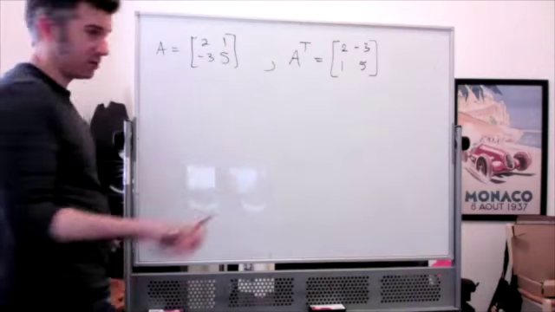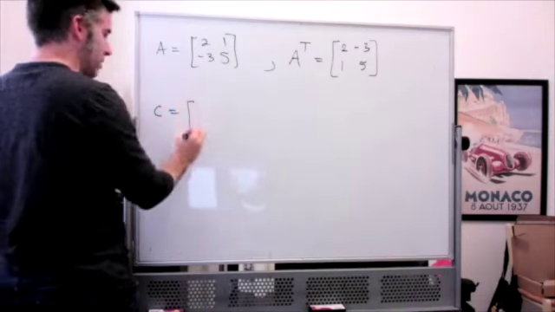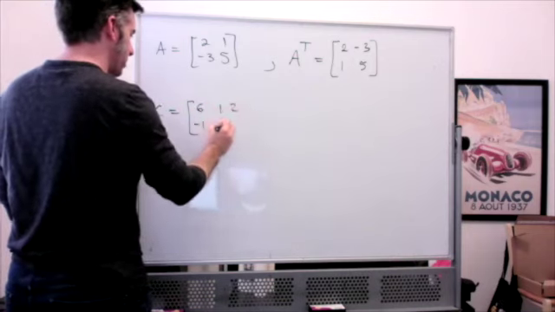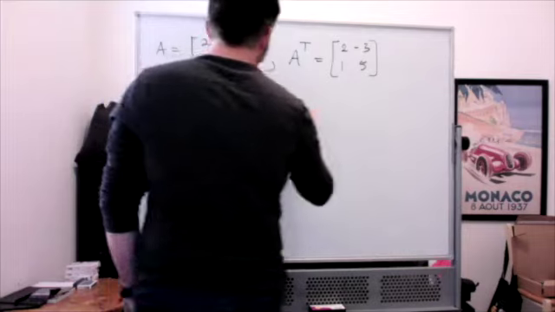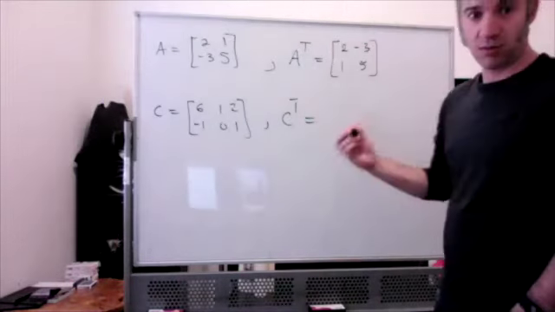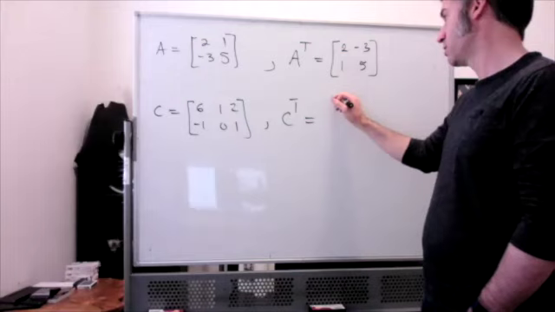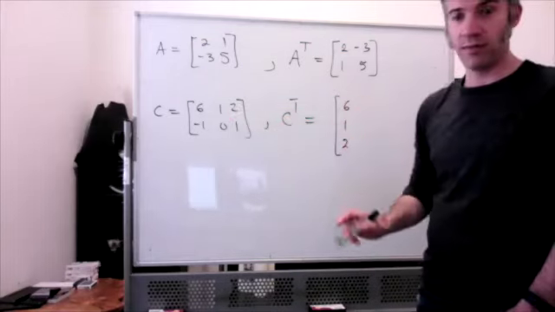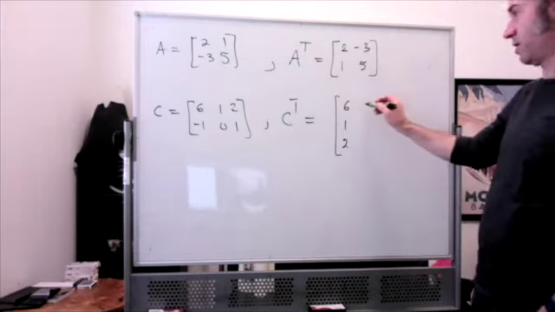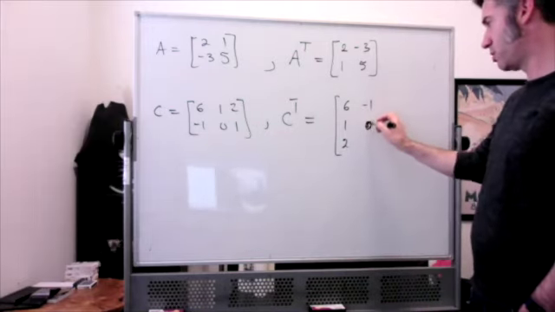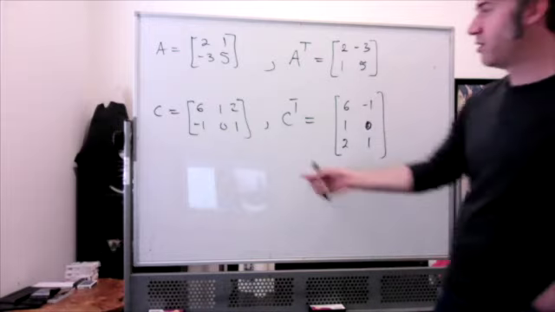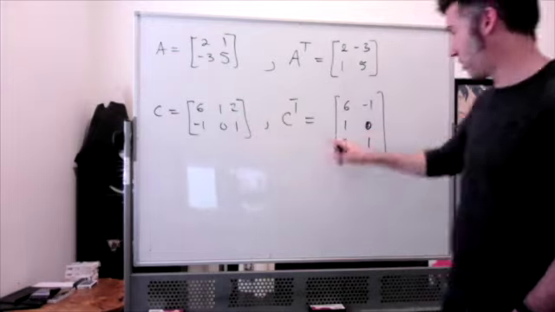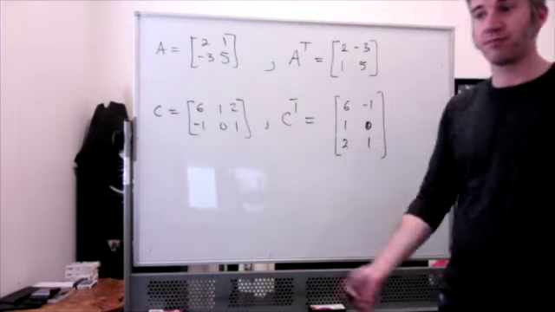And you can do it for any size matrix. So if you take C, which was the matrix 6, 1, 2, negative 1, 0, 1, C transpose, rows become columns, columns become rows. So my first row, 6, 1, 2, becomes the first column, 6, 1, 2. And the second row, negative 1, 0, 1, becomes the second column. Or you could say the first column became the first row, the second column became the second row, the third column became the third row. Either way you want to think of it.